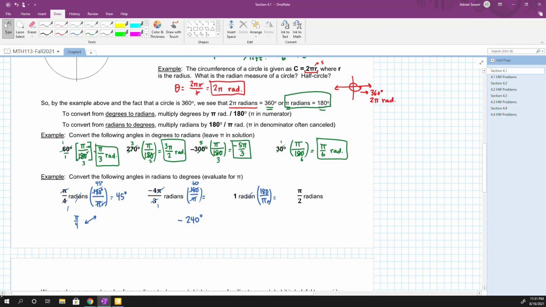Well, let's think about what that is. And I'm going to pull up a calculator here. So give me just a second. I should have had this pulled up.